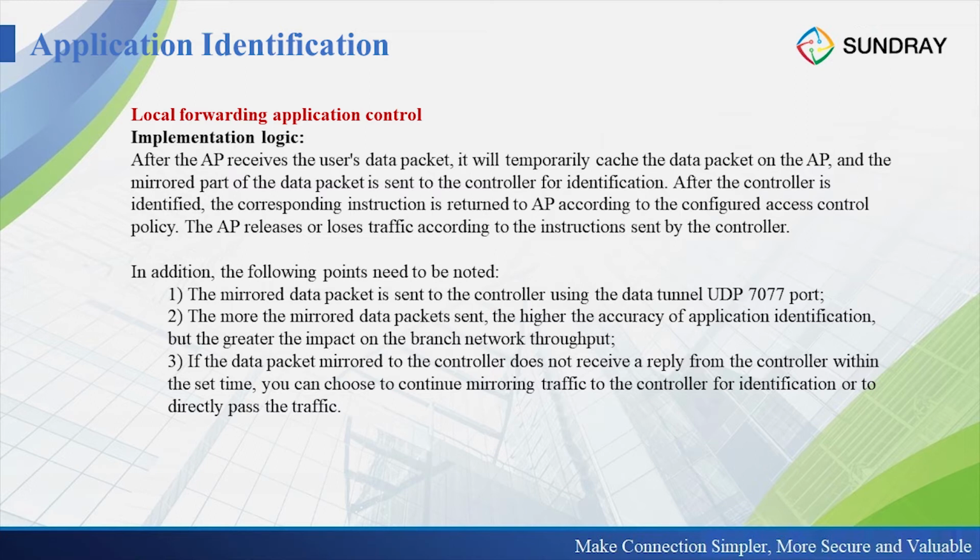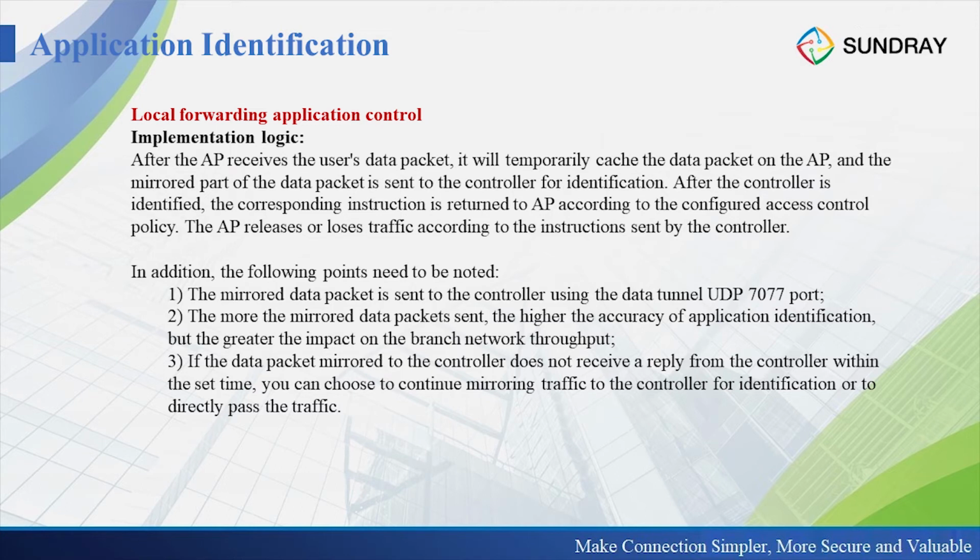For bridge application identification, the data is transferred locally. It's not sent to the controller. So how do we identify the application in bridge mode? When the access points receive the user's data, they mirror the data traffic and send some packets to the access controller for identification. After the access controller identifies the traffic, it returns commands to the access point, whether to block or throw away the data traffic. So that's the theory of bridge mode application identification.